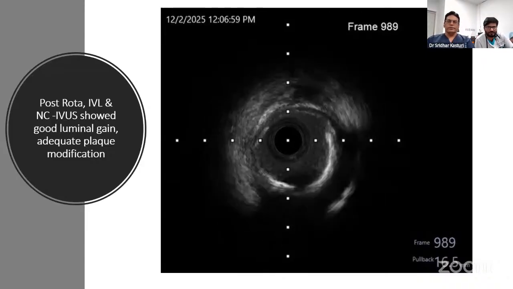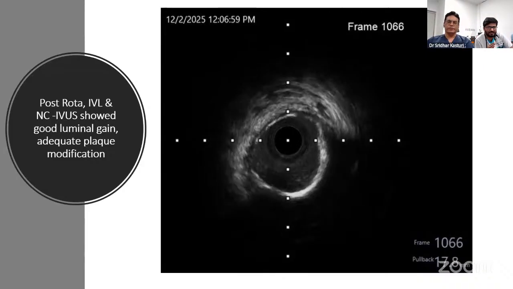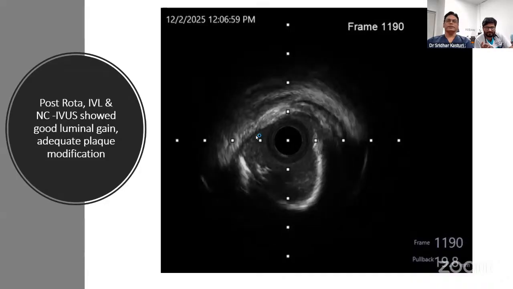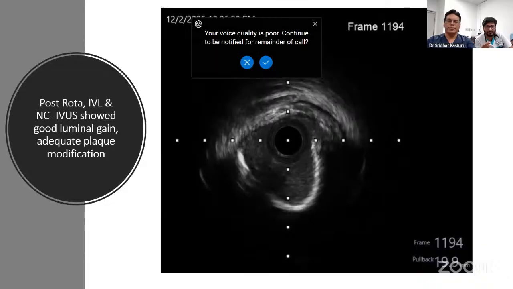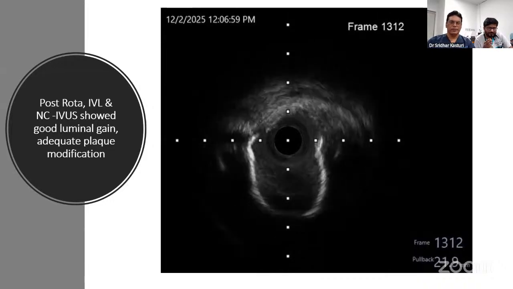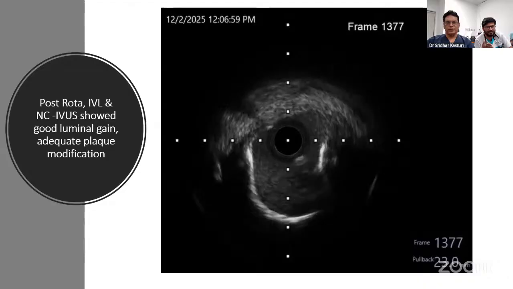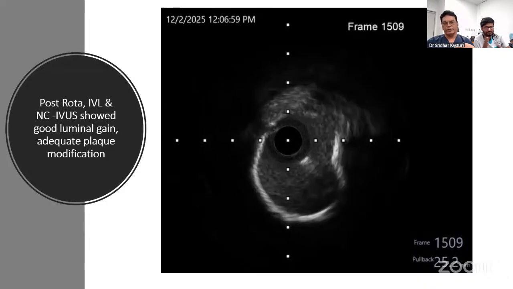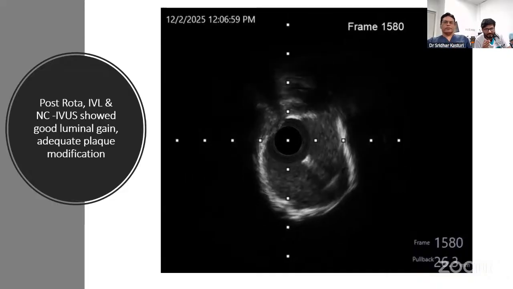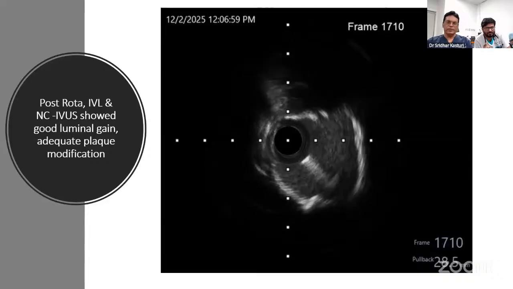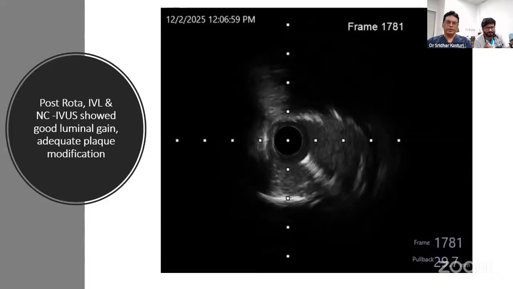Sir clearly mentioned we have to adequately decalcify the lesion. We have to modify the calcium very nicely with the rotablation and IVL. Why? There is a recurrence of the calcific nodule if you don't ablate the calcific nodule. Because if we put a stent without modifying calcium adequately, the drug on the stent surface will not absorb, it will not go to the intima because of the calcium. So it is very important to ablate the calcium nicely.